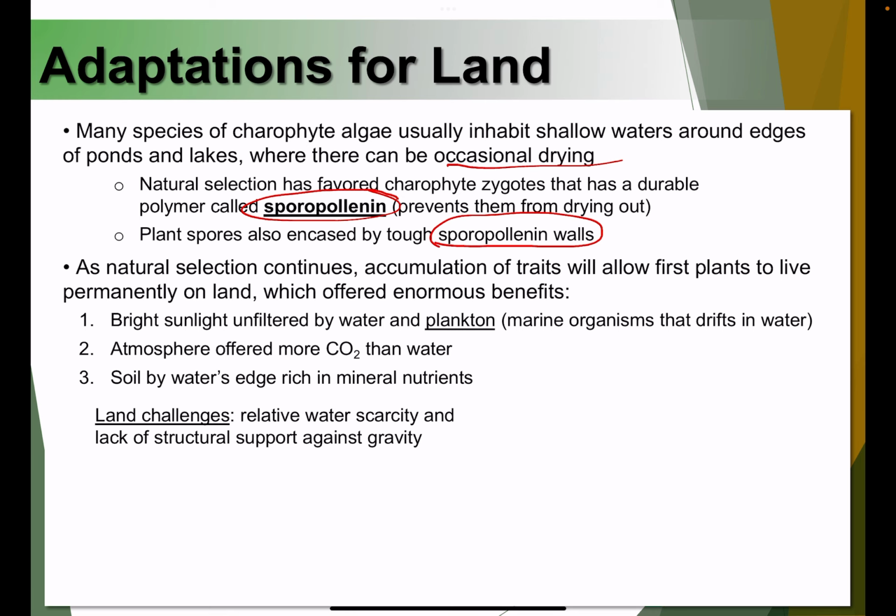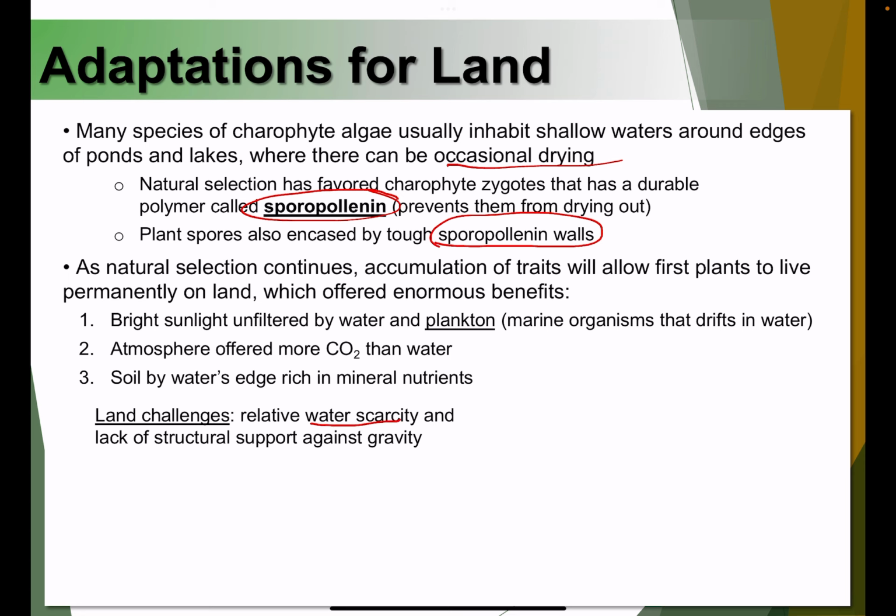But there are some land challenges that plants have to overcome in order to thrive abundantly on land. If we compare living partially in water versus completely on land, there will be some sort of relative water scarcity, because you're talking about living partially, like your feet sticking into the water, versus completely on dry land. So there's got to be some relative water scarcity.